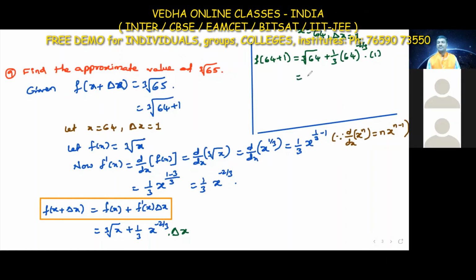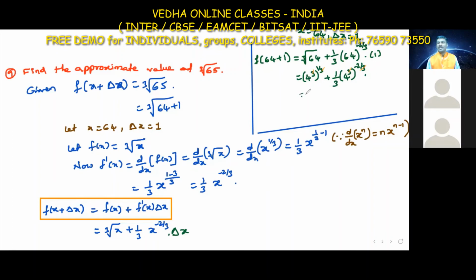Cube root of 64: 64 we can write as 4 into 4 is 16, 16 into 4 is 64, so we can write this as 4 power 3 and whole power 1 by 3, since cube root is nothing but power 1 by 3. Now 4 power 3 and whole power minus 2 by 3 into 1, no need to write. Here the power 3 and 1 by 3 both get cancelled.